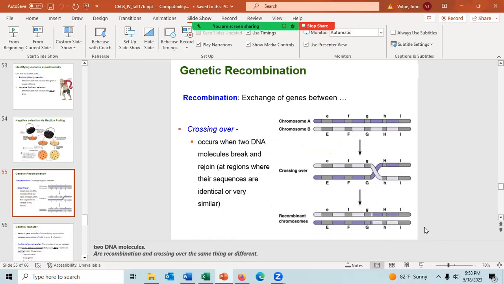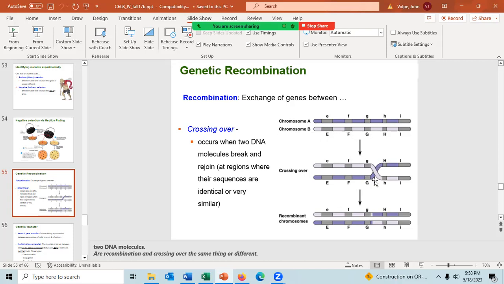All right, let's talk a little bit about genetic recombination. Recombination is the exchange of genes between two DNA molecules, such as when these chromosomes get together and then exchange parts. This is the mother's chromosome, the blue one. This is the father's chromosome, the white and gray one.